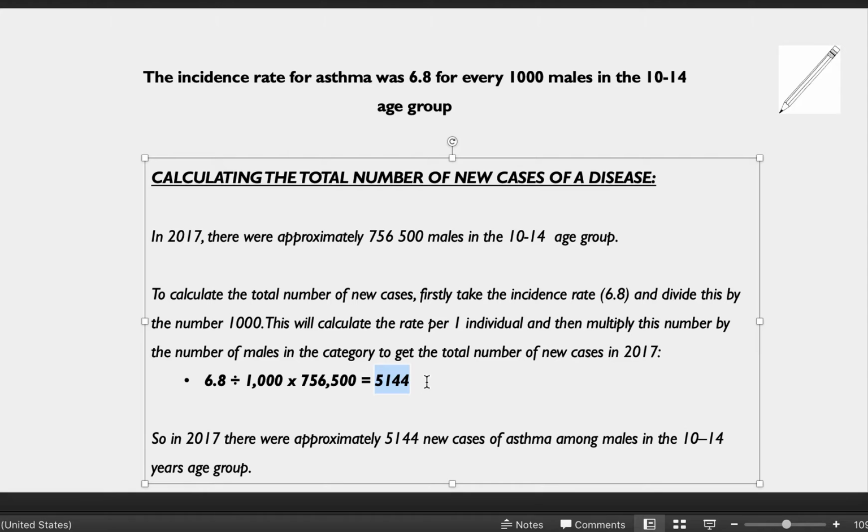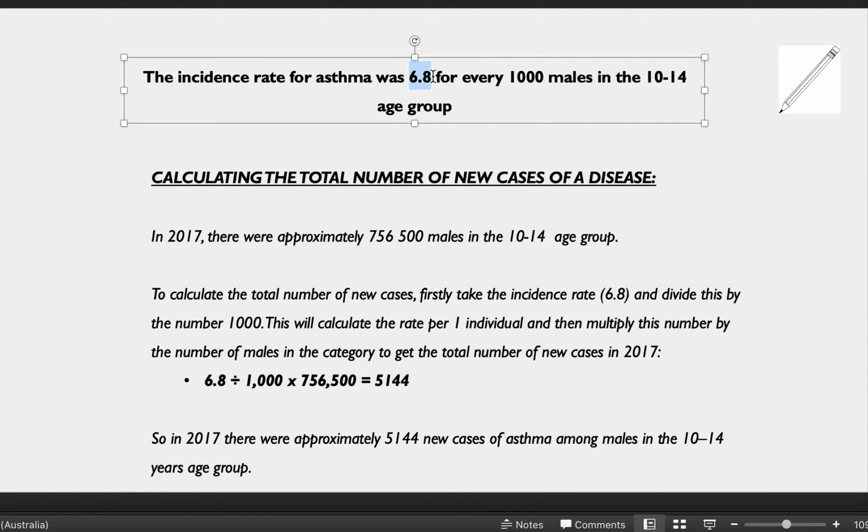So we can take just that number and take it all around the world, depending on what their number is. It's comparable. There might be 756,500 males in this category in 2017 in Australia, but there might be 925,000 in America. And so the actual number doesn't equate until we bring it down to this incidence per 1,000.